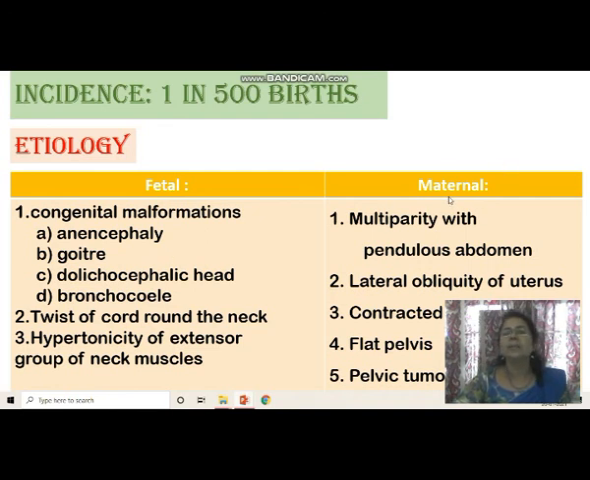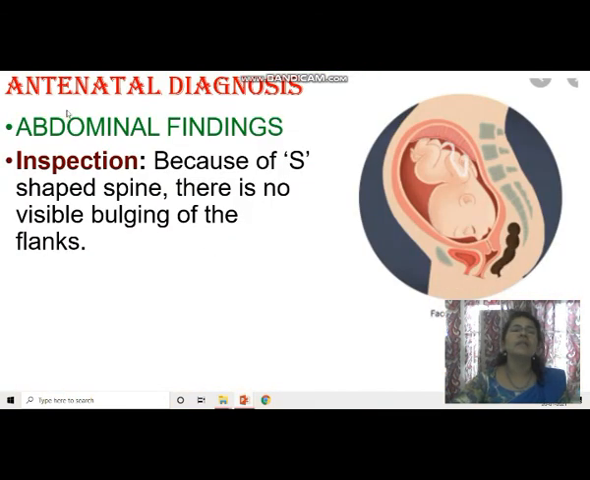Next are the maternal causes: multiparity with pendulous abdomen and lateral obliquity of the uterus. Then contracted pelvis, flat pelvis, and pelvic tumors. So these are the etiological factors of the mentum presentation. Next, how can we diagnose the anterior? On abdominal inspection, because of the S-shaped spine.